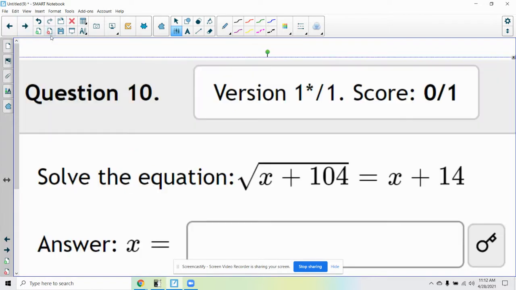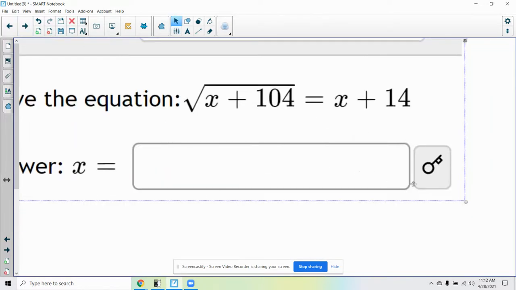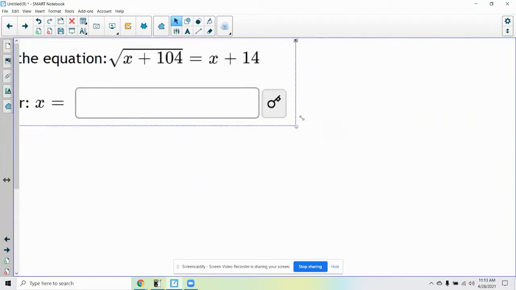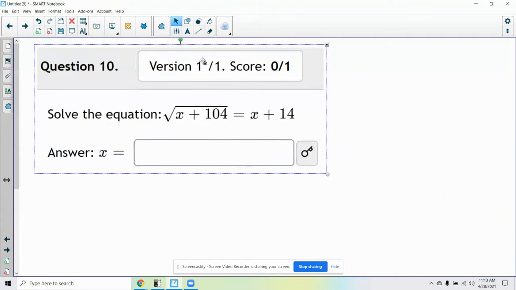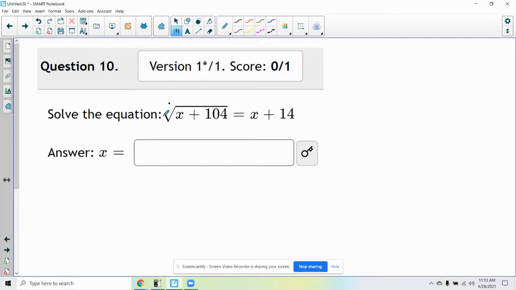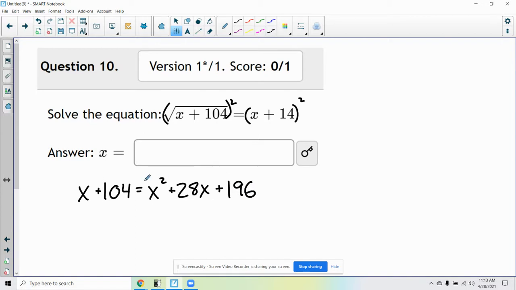The next guy. This is done just like the first question I did. I'm not going to go all the way through it. It's the same process. It's just you're going to start by squaring both sides. Square, square. So I get x plus 104 equals, FOIL it, x squared, 14x plus 14x is 28x, plus 196. Get everything on one side.